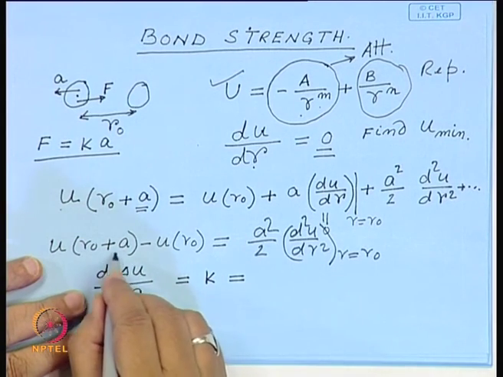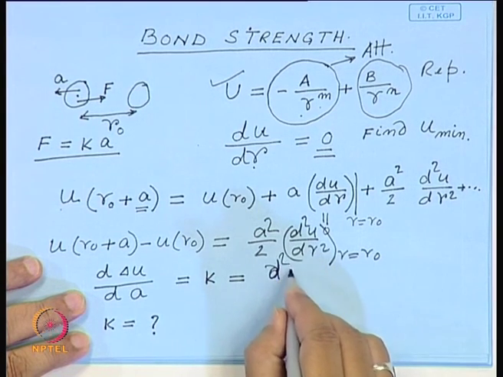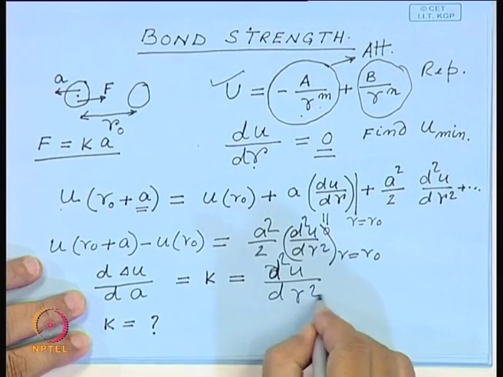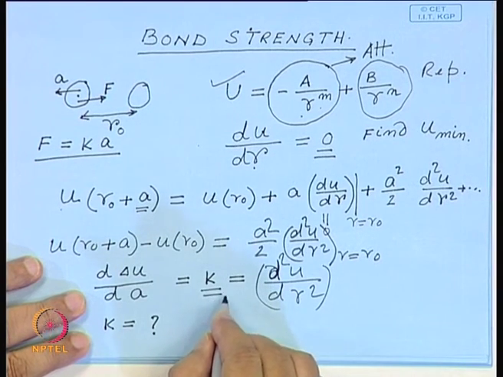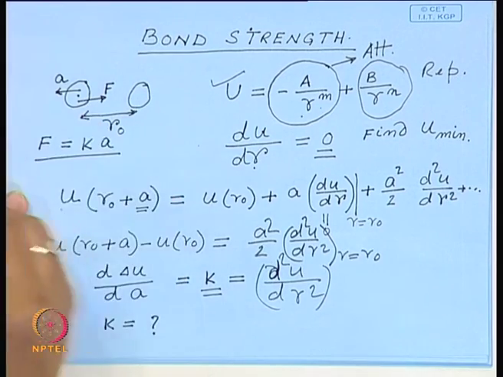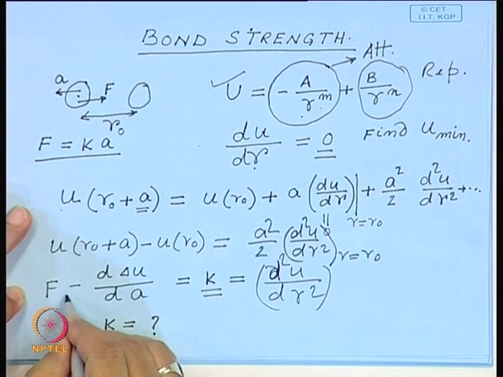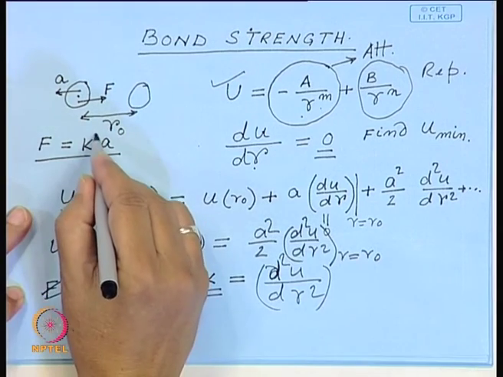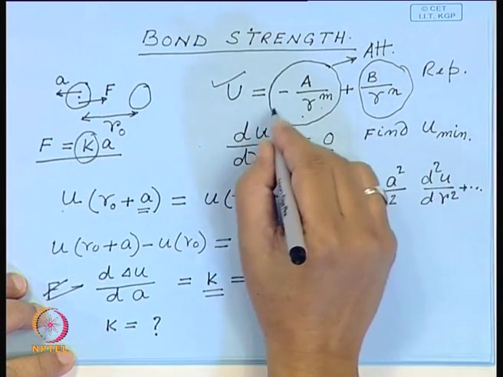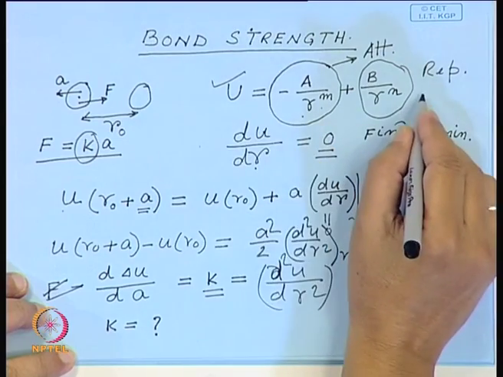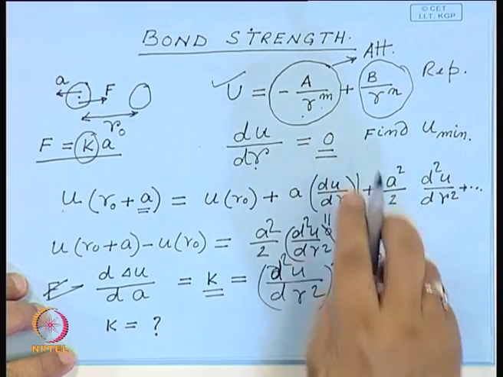Now, if you differentiate this with this displacement, then what you get is d2U/dr2. Basically this is called a constant k, which, if you try to push it, the first differential gives you the force. So, this is k, and if you assume this energy is represented by this, you can try and find out k as well.